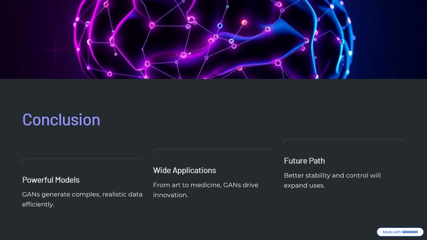Okay, to conclude, GANs are powerful models that can generate highly realistic and complex data. They are widely used across domains from art to medicine and continue to fuel innovations. In future, improving stability and control will make GANs even more versatile and reliable.